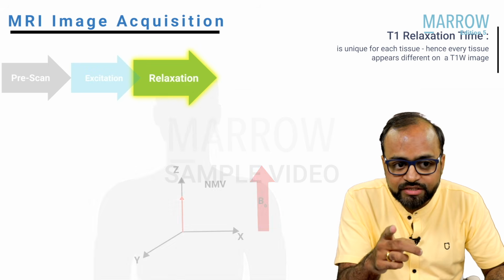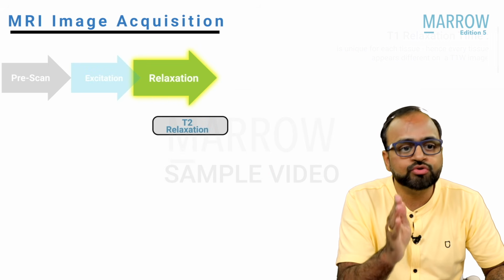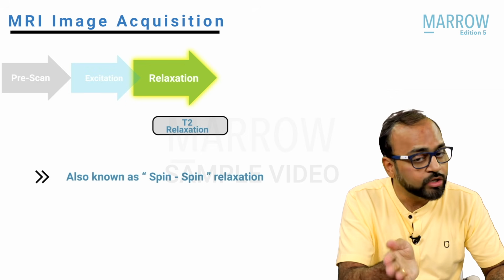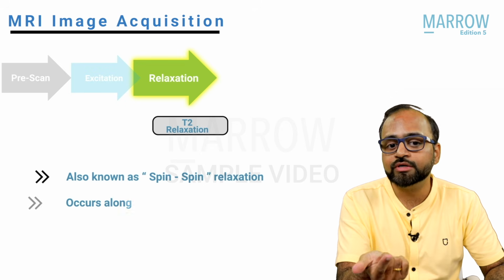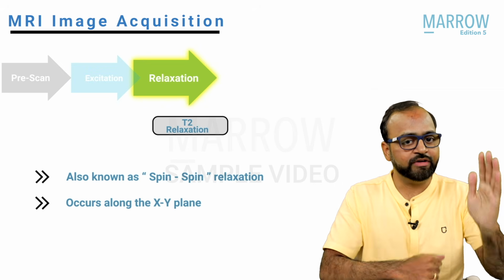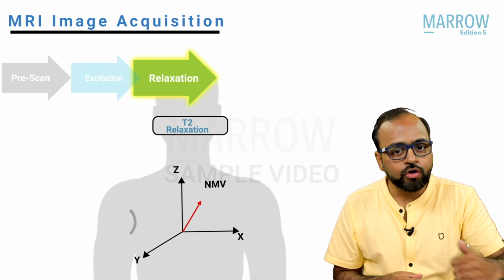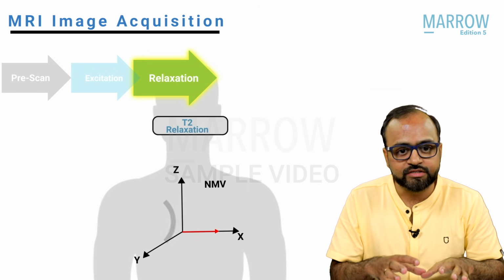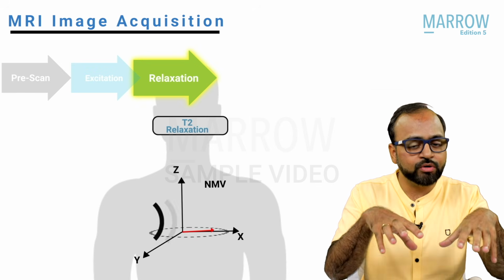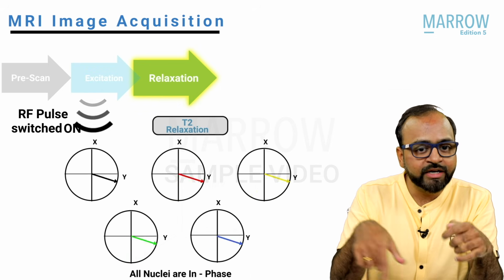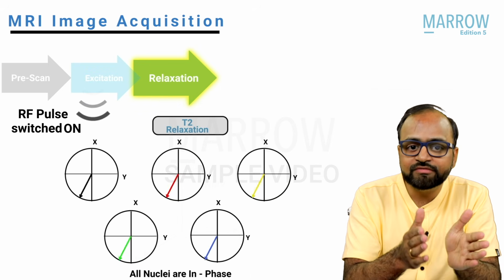What is T2 relaxation? T2 relaxation is also called spin-spin relaxation. It occurs not along the z-axis like T1, it occurs along the xy axis. Now see, when the vector is flipped into the xy plane by the radio frequency pulse, all the nuclei are in phase. Just imagine you are looking at these nuclei from the top. How are they spinning? Can you see they are all spinning together? This is called in phase.